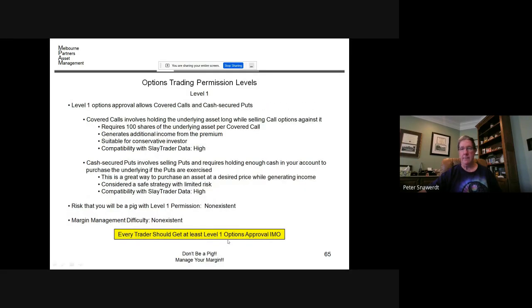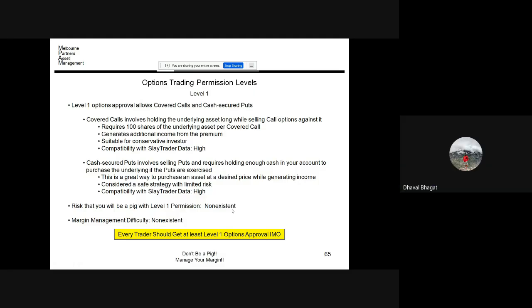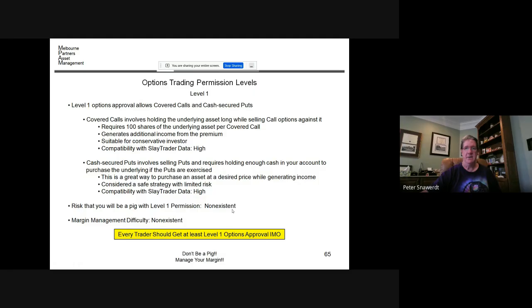Oh, by the way, I don't know that there's even any experience requirement for getting level 1 options. I think every trader gets level 1 options if they ask for it. Anybody know if that's wrong? Yeah, never had issues getting level 1 without any. Easy. I don't think there's a test or anything else that goes along with that. No, not that I know of.